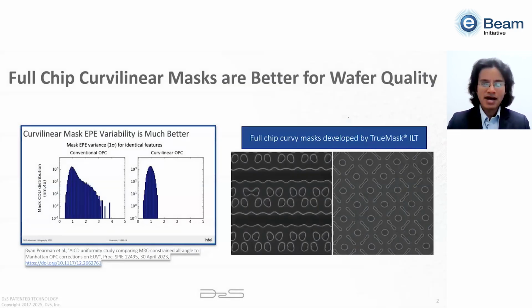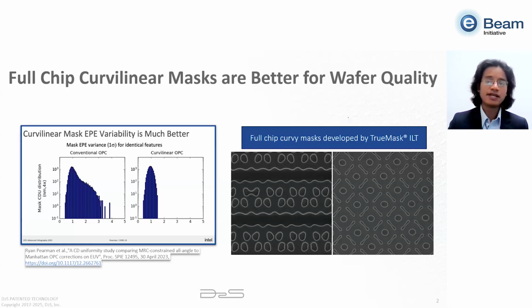Full chip curvilinear masks are better for wafer quality. A lot of studies have been done in the past to explain how curvilinear masks are actually better. For example, the paper on the left is a study done by Ryan Pierman, who is working for Intel at the moment. He does a comparison of conventional OPC with curvilinear OPC, and what he found is interesting. Curvilinear OPC tends to have less EPE variance. As you can see from the chart, the spread of the curvilinear OPC is actually thinner compared to conventional OPC.